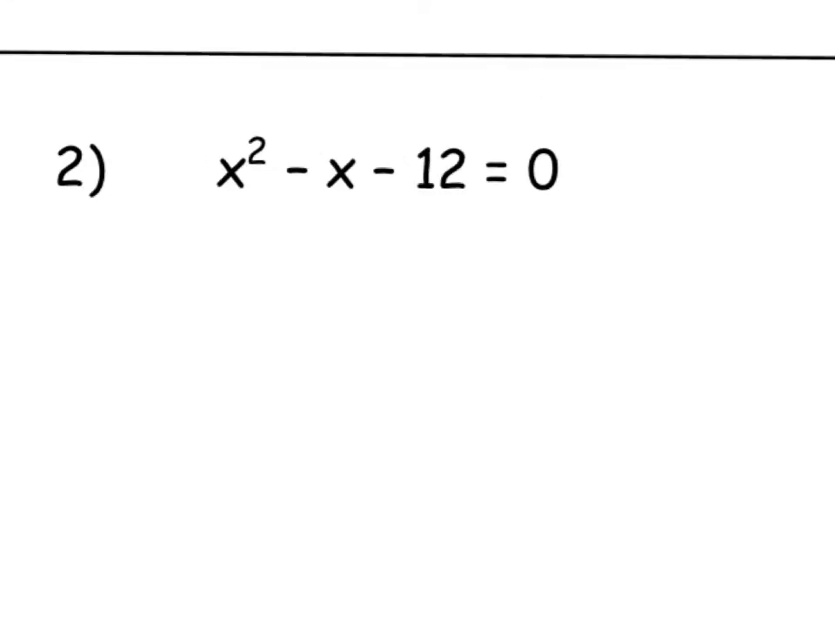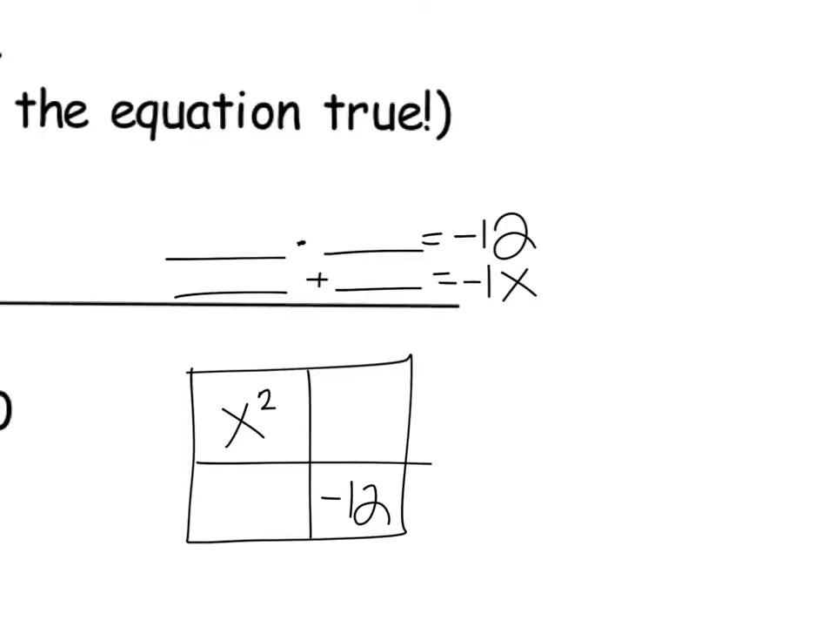In this example, we are going to have to factor this equation first to get it into the form something times something equals 0. So the first thing I would look for is a GCF, but there is no GCF in x squared, negative x, and negative 12. So my next method is the reverse box method. So let's set that up. I'm going to need two numbers that multiply to -12 and add to -1x. And those numbers are -4x and 3x.